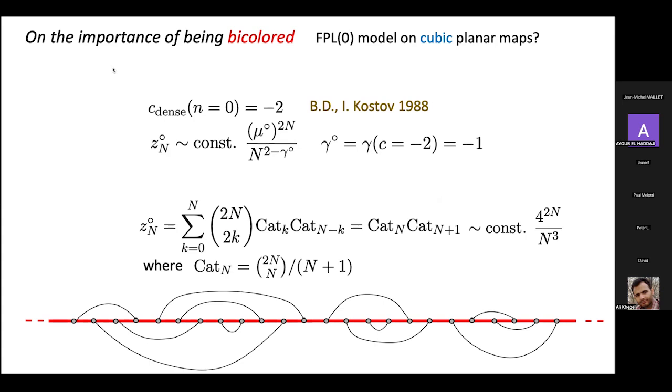So with a little z of n with a dot, the dot means the non-bicolored. So you can show, let's say with the field theory, that it should be some power mu to the 2n, and then this gamma naught is given by the gamma of the central charge -2. I will come to the central charge later, which corresponds to -1, which is exactly what you get from the point. So it's something we knew at the time already.